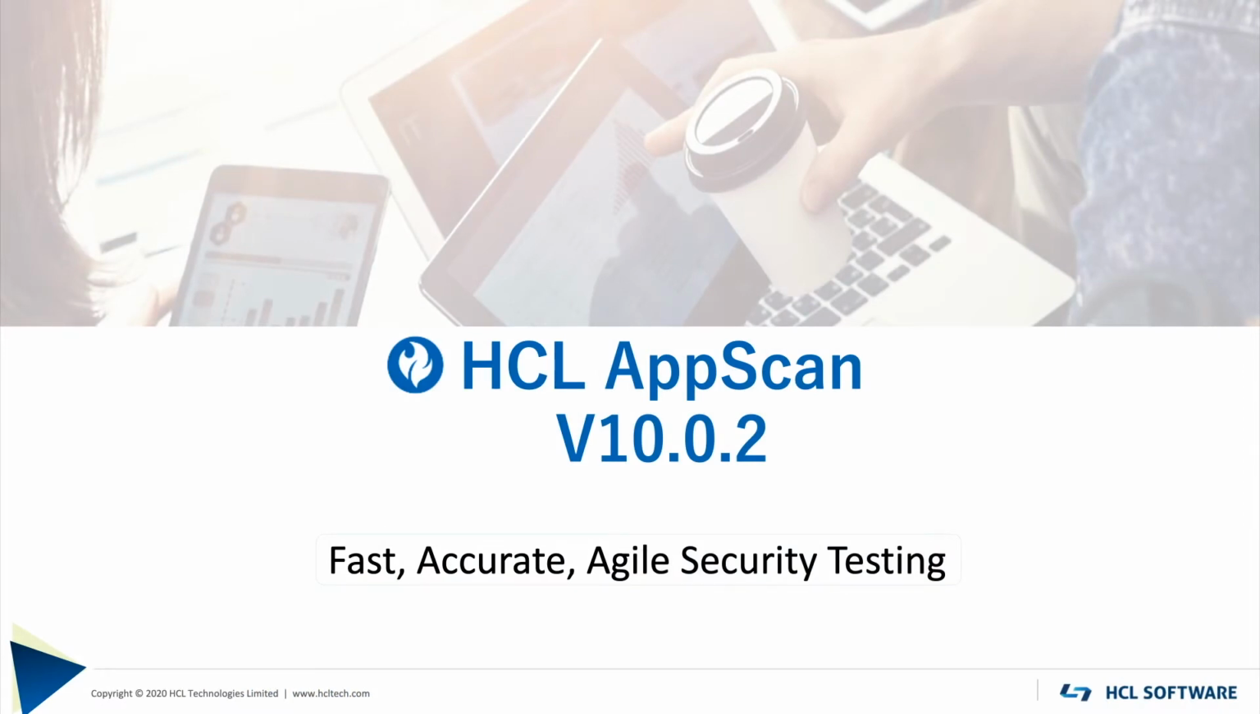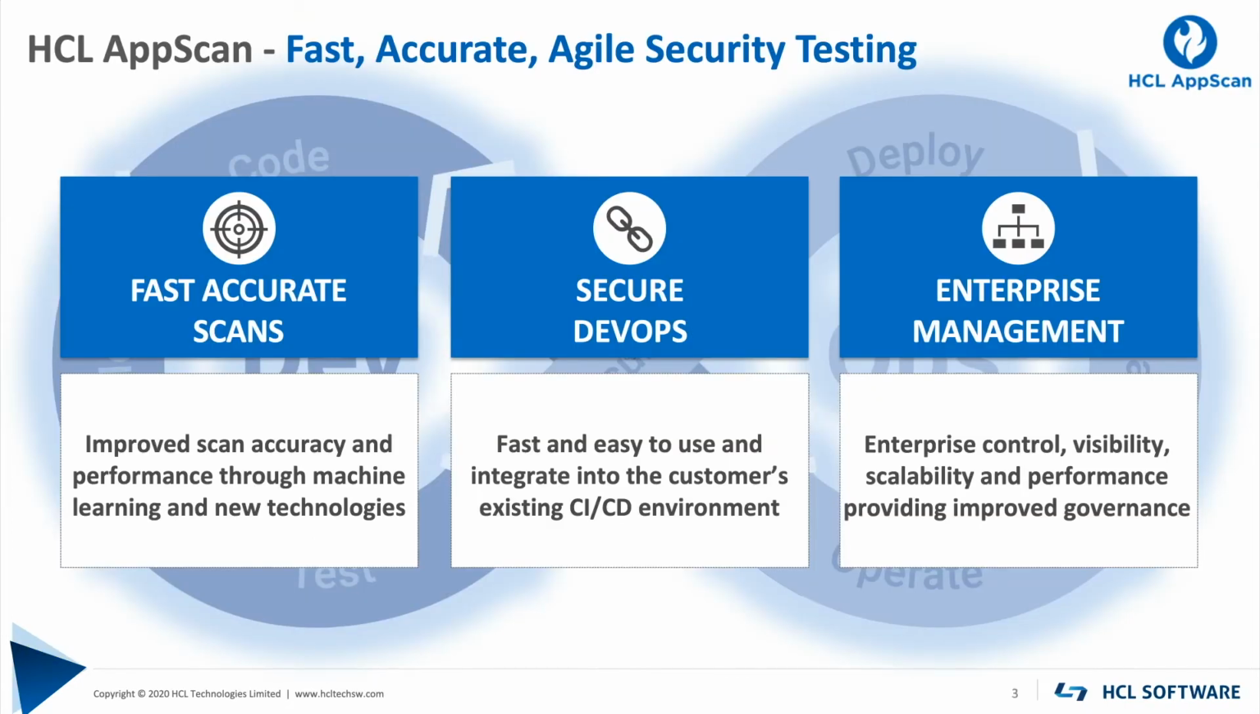Just to let you know, again, we are releasing AppScan version 10.0.2. As you know, since V10, AppScan started to focus a lot on fast, accurate, and agile security testing. AppScan was known to be very accurate and very focused on the security testing side. But with version 10, I think we showed the industry that we can do it the DevOps way also, with speed and agility while maintaining the accuracy level that we have.